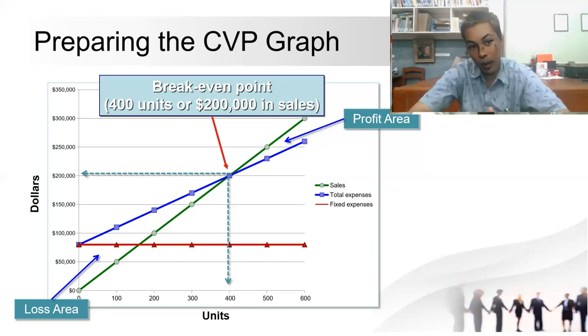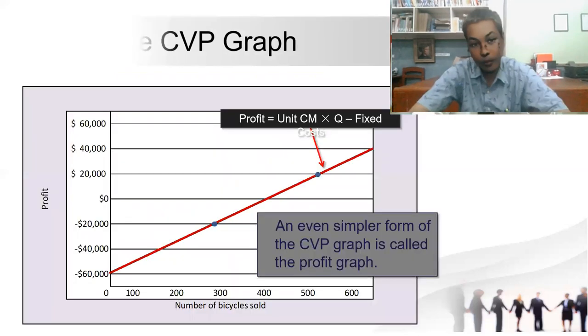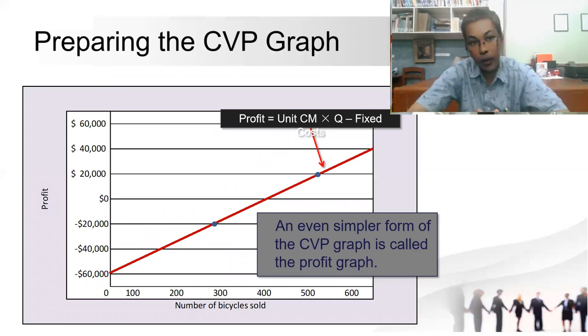The same is true if we are able to sell 500 units. Our sales would be about 250,000, while our total expenses are about 230,000. So there is about 20,000 dollars in income. This time it is a profit, not a loss. This means we are becoming productive.